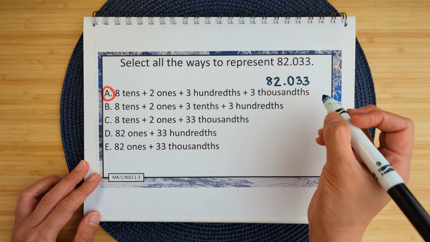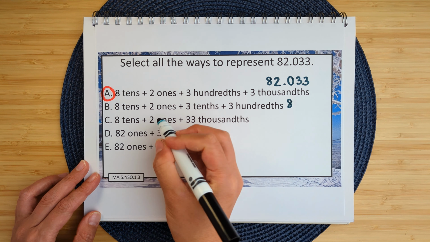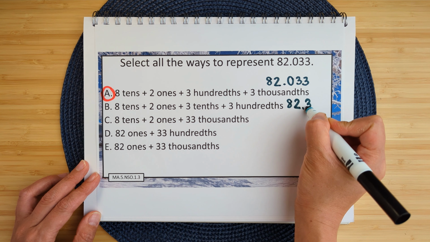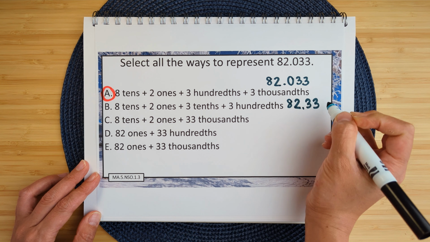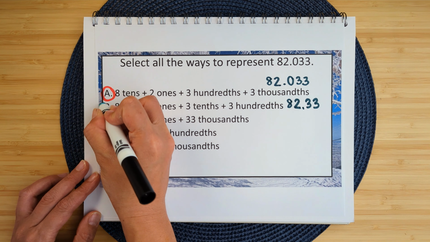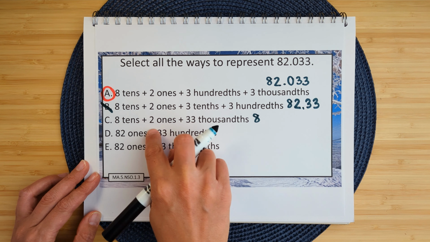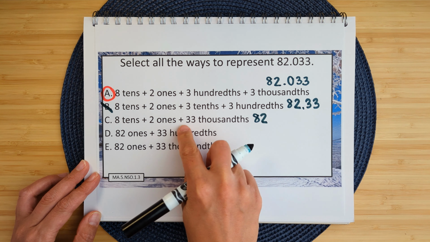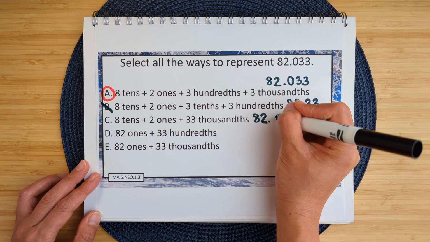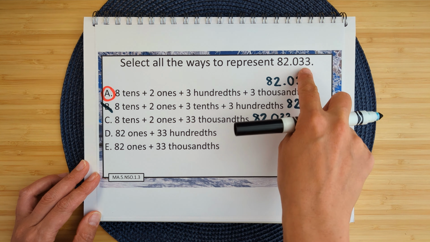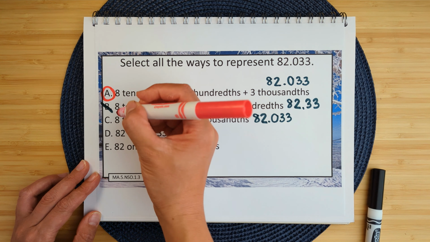B, 8 tens, 2 ones, 3/10, tenths place, 3/100ths. Look at those two. No, they are not the same. C, 8 tens, 2 ones, 33/1000ths. So nothing in the tenths, but 33/1000ths. Those two are the same. So C is another correct answer.